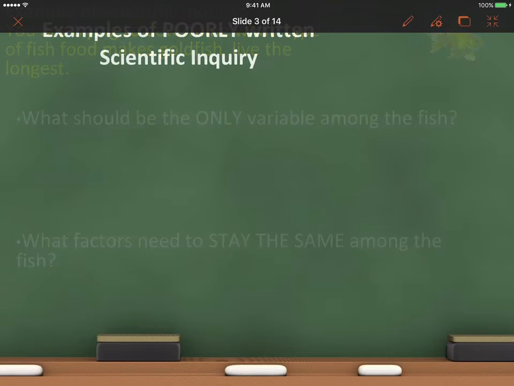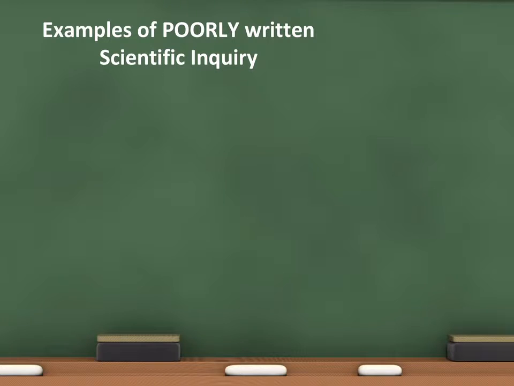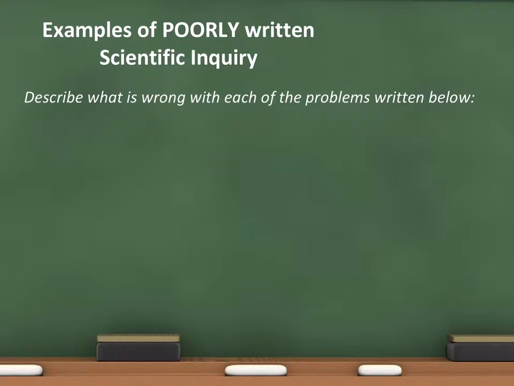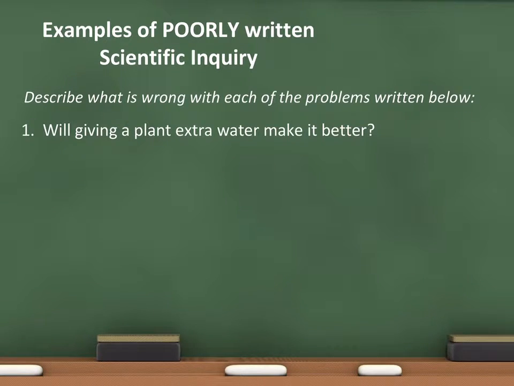All right, so going on here. Now we're going to look at examples of poorly written scientific inquiries, the ones we wouldn't want to write, and we're also going to describe what's wrong with them. The first one is, will giving a plant extra water make it better? In 6th or 7th grade, we might probably give this as a scientific inquiry. Plants are really easy to get, and if I give it extra water, will it make it better?